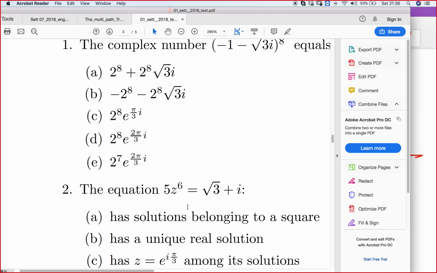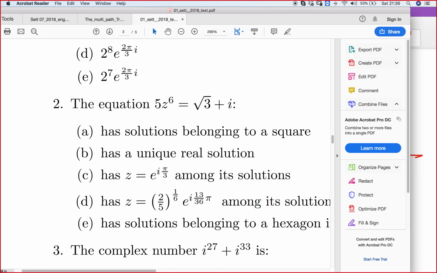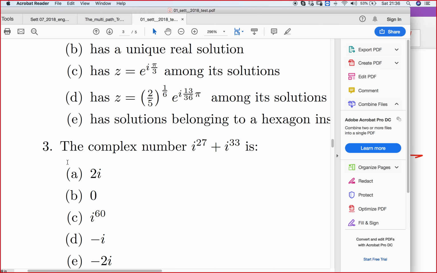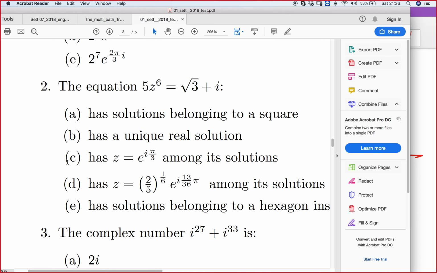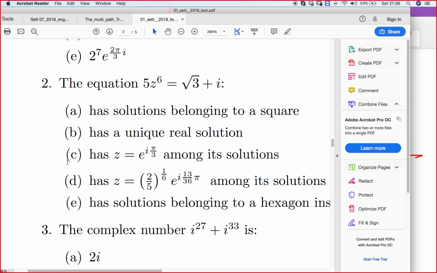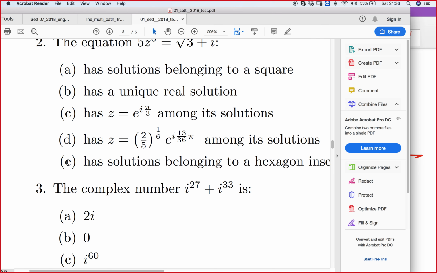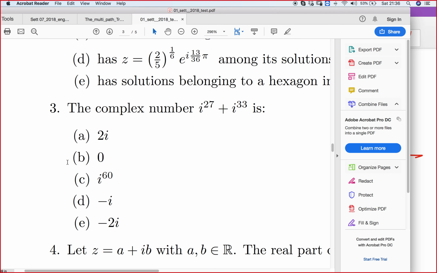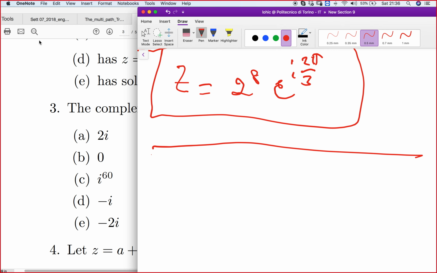Now the equation. Before solving MCQ number 2, maybe we first solve MCQ number 3, and in the next lecture I will explain how to compute the n-th root of a complex number before solving MCQ number 2. So let's go straight to MCQ number 3, then I will go back to MCQ number 2.